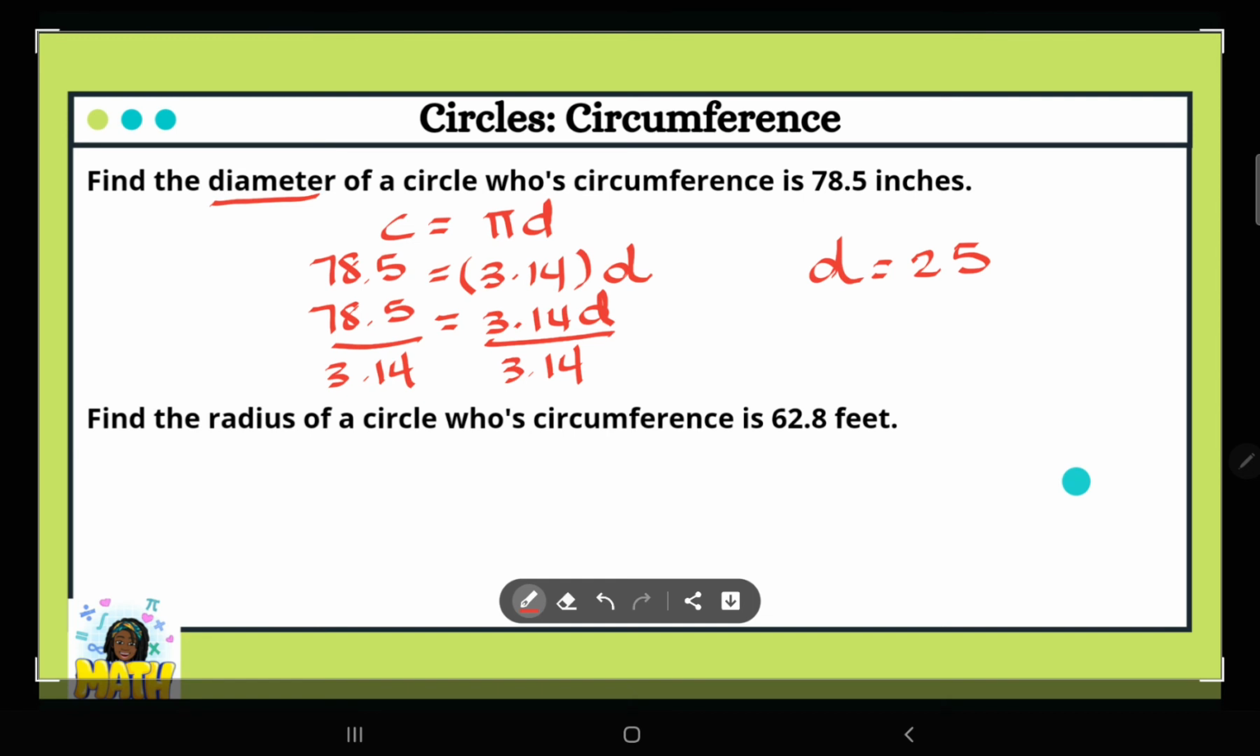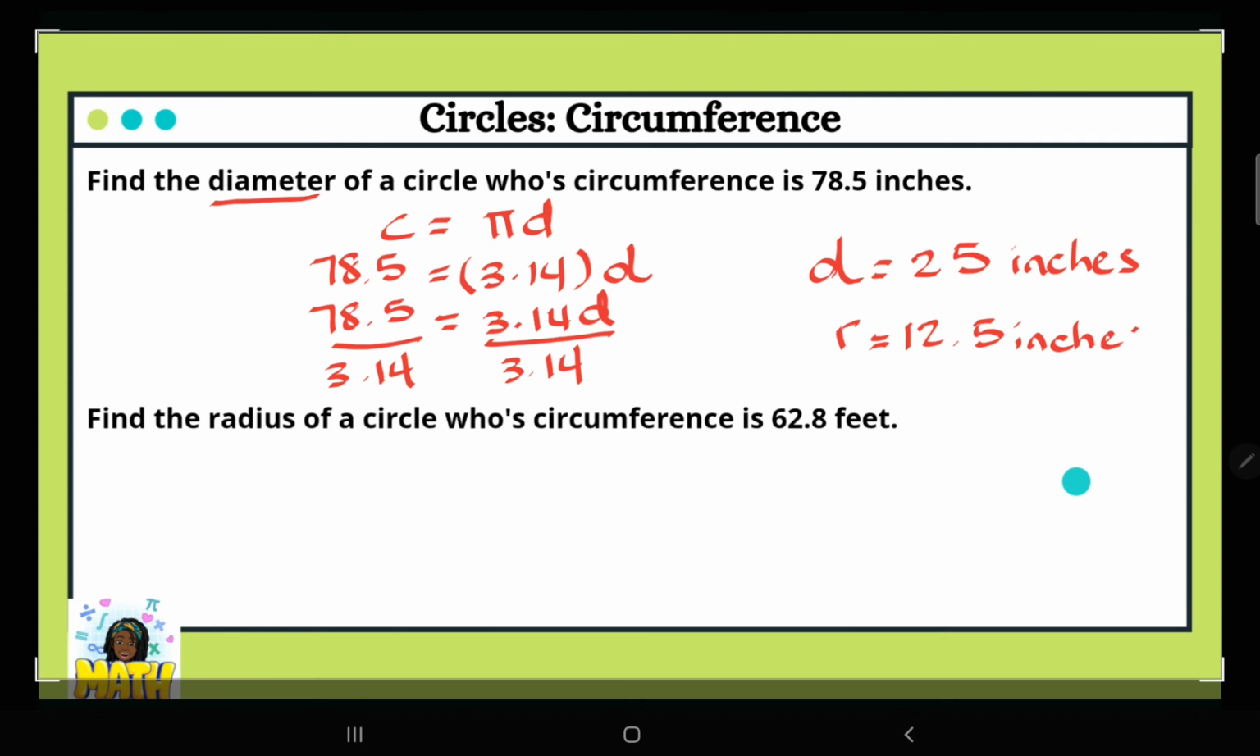Now, if I wanted to find my radius, I would just need to divide my diameter by 2 and find that my radius is 12.5. And the units for this problem would be inches. Okay, let's take a look at the next example.